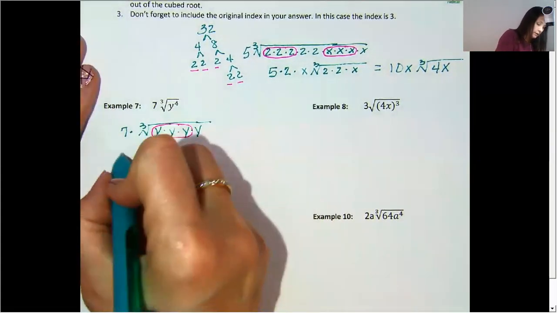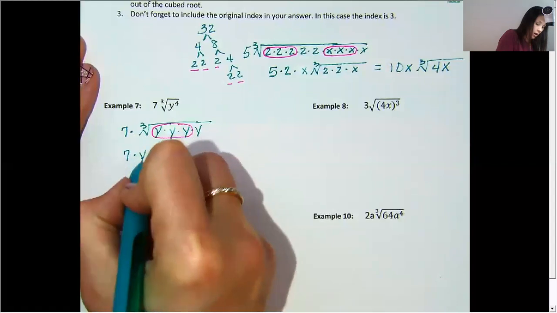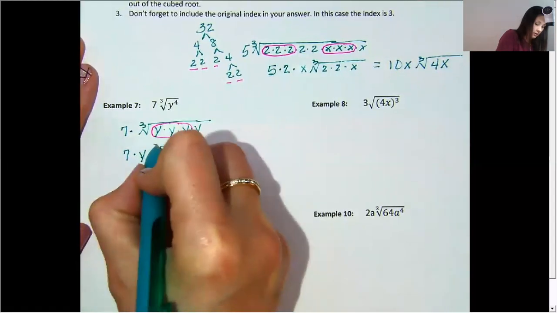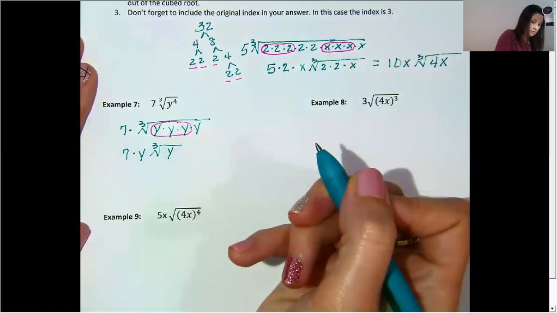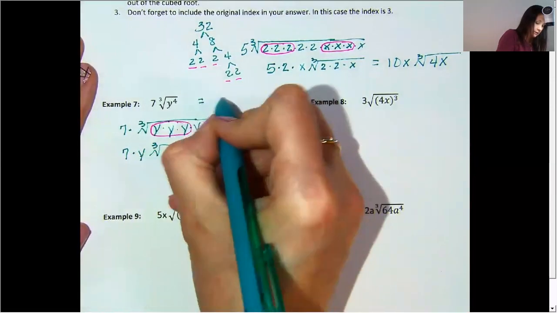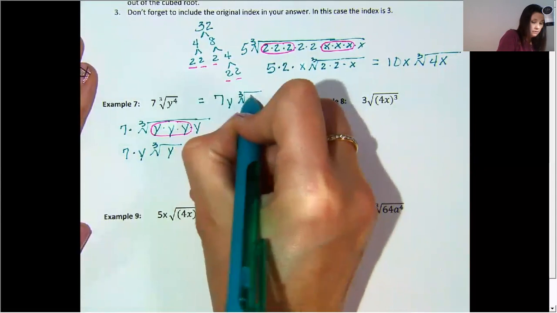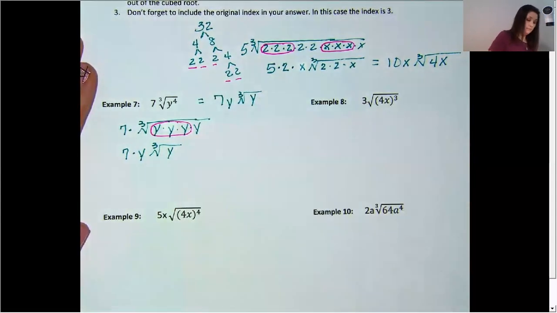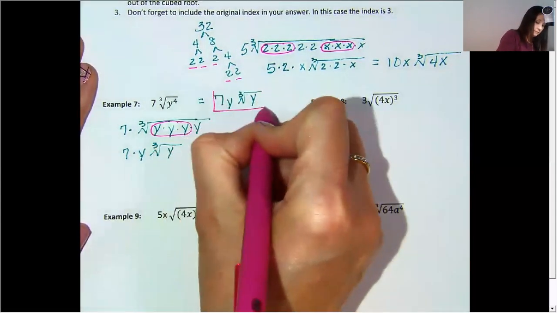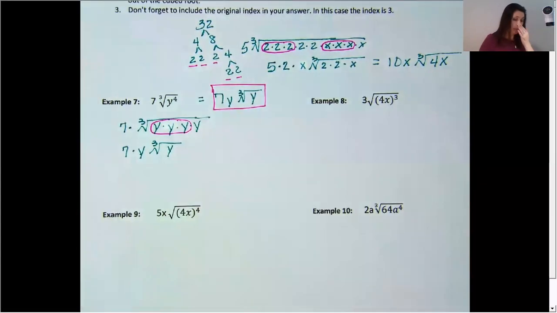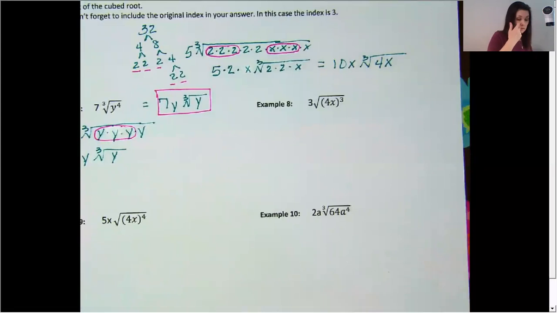And so we end up with 7 times y cubed root of y. So your final answer is 7y cubed root of y. Okay. All right, problem number 8.